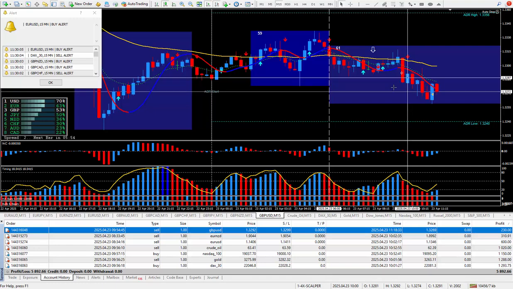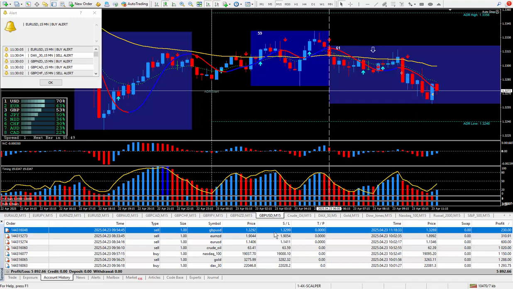Now on this pound dollar, pays $10 for each pip, so looking at the money, it should be 23. So we're looking for 23, there it is right there. And that paid out $230.